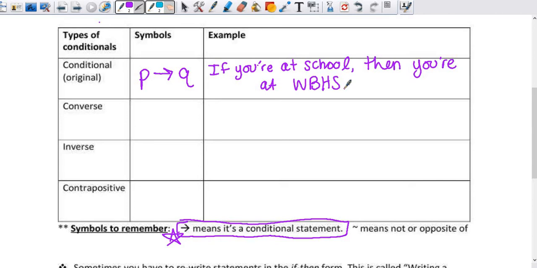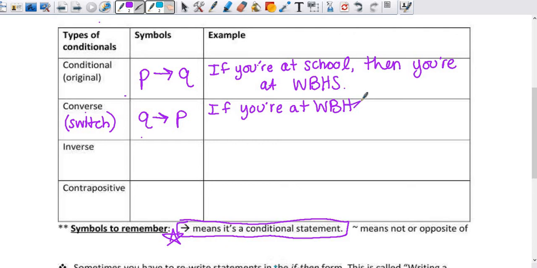The next is a converse, where you switch the order. So the original, conditional original was P to Q, so now the converse is Q to P. If you want to make a note that this is where you switch, go ahead and do that. So the example, we're going to use the same example, we're just going to switch the order. So instead, now my conclusion is going to become my hypothesis. So now it will say, if you're at WBHS, then you're at school.